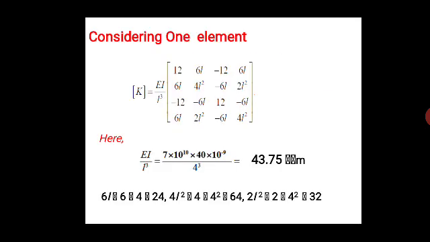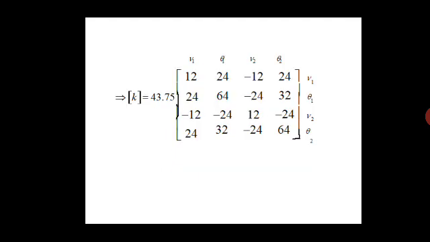Now substituting along with this one, we know the values of 12, 6L. Substitute all the values, the element length L, whatever the length is given, that is 4 meters. Now on substituting, we will get the element stiffness matrix, that is EI by L cube is 43.75, and on substituting the value of L, we can get the matrix as 12, 24, minus 12, 24; 24, 64, minus 24, 32; minus 12, minus 24, 12, minus 24; 24, 32, minus 24 and 64. This is the element stiffness matrix for the beam element.